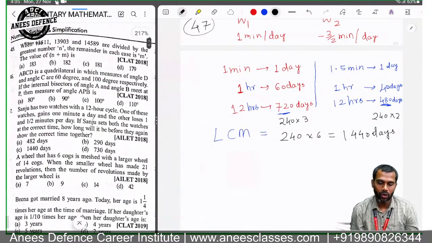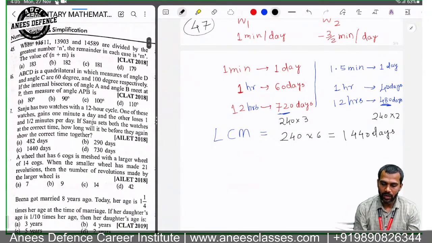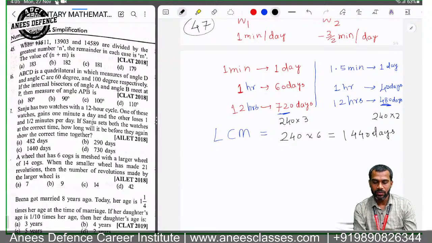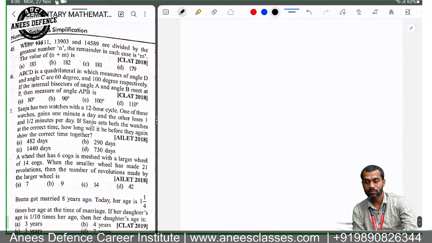ABCD is a quadrilateral in which the measures of angle D and angle C are 60 degrees and 100 degrees respectively. If the internal bisectors of angle A and angle B meet at P, then find the measure of angle APB. Please try. Question number 46.